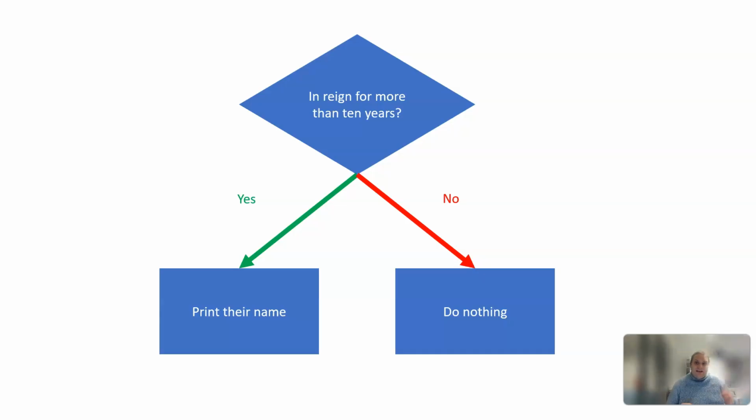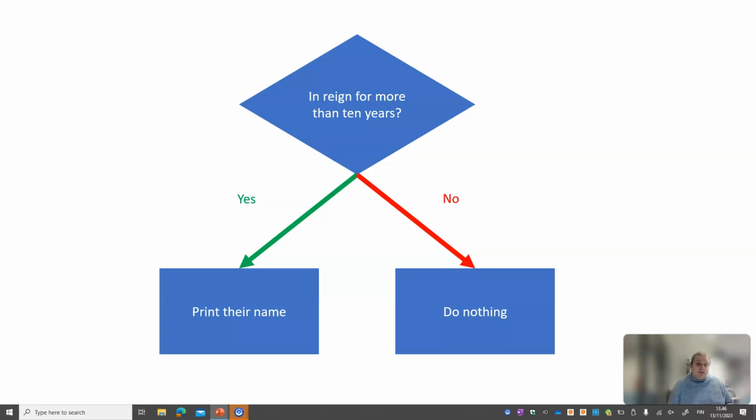To understand this, we need to understand that this is a branching or conditional situation. So we ask the question: were they in reign for more than 10 years? If they were, we print their name. If they were not, we do nothing. So we are not executing the same code for all emperors, but we are selecting some of them based on the condition, the question bit on top.